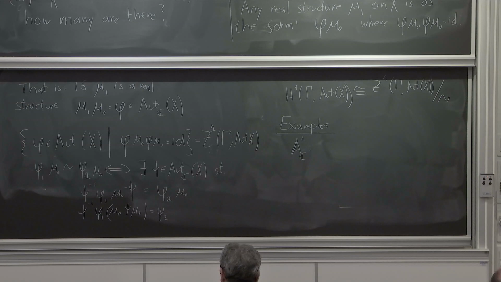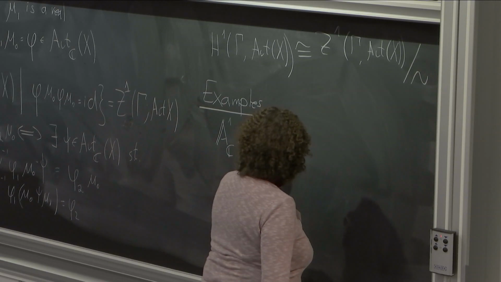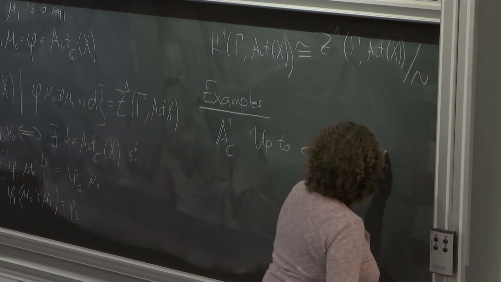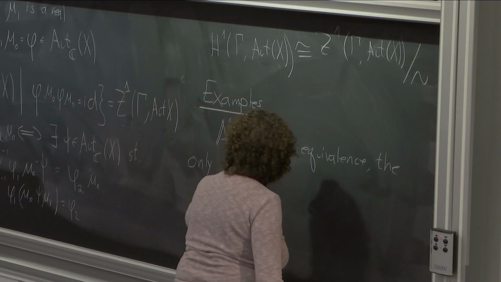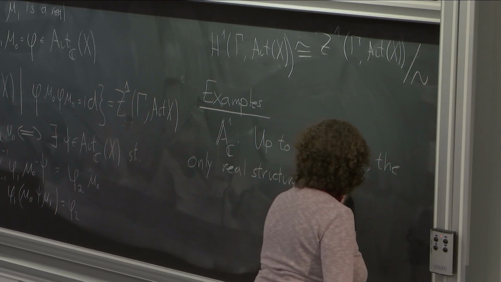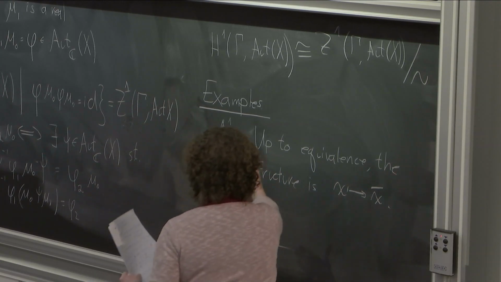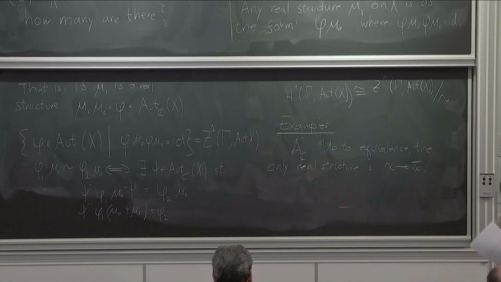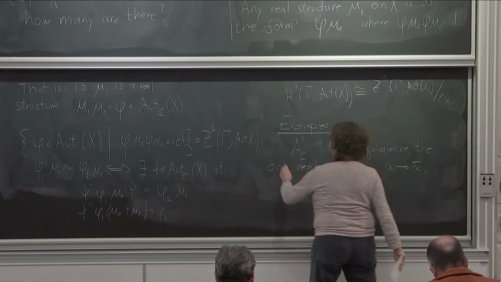It's just affine linear things, and it's not hard to show that up to equivalence the only real structure is X gives X bar. There, the real form is just the affine real line, and the real fixed point set is the real line. So that's for A1, that's easy.